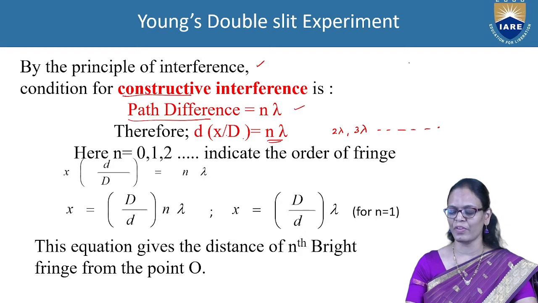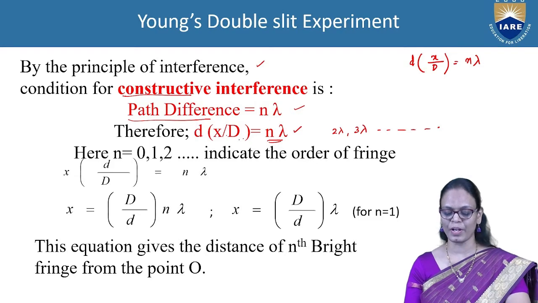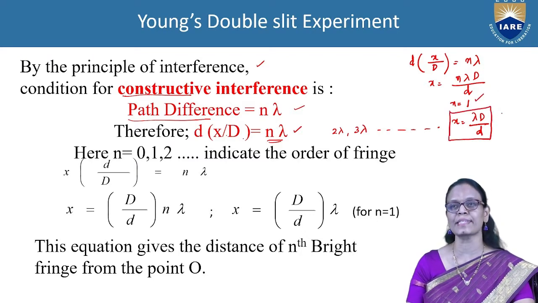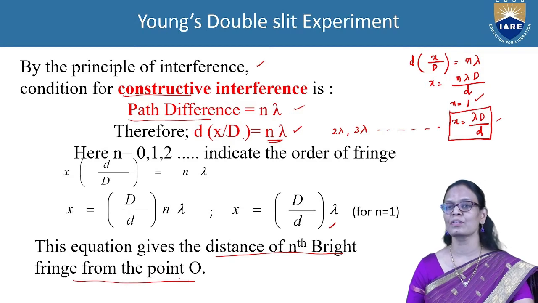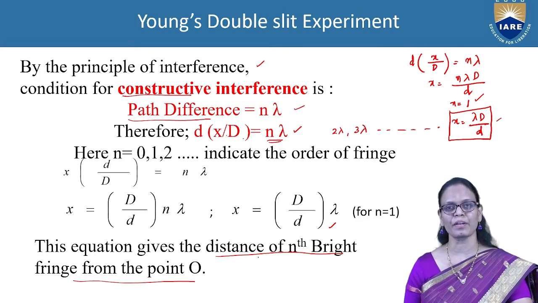So now from this, we are going to write the formula for X. We have substituted X upon D for theta. So small d into X upon D is equal to n lambda. So X will be equal to n lambda capital D upon small d. Now if n is equal to 1, you have X is equal to lambda D by d, which means the distance of the first bright fringe from the central fringe is lambda D by d. So this gives the distance of the nth bright fringe from the point O. If n is equal to 1, we get the distance of the first bright fringe. If n is equal to 2, we get the distance of the second bright fringe and so on.